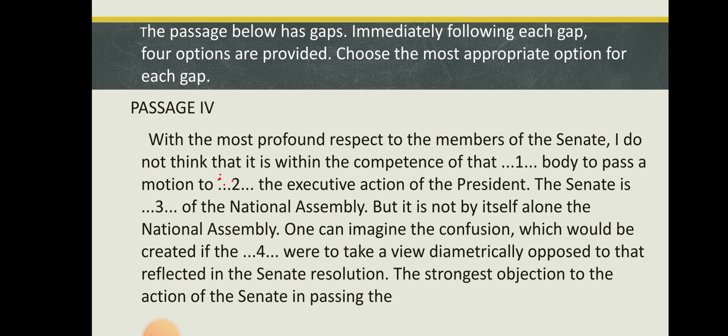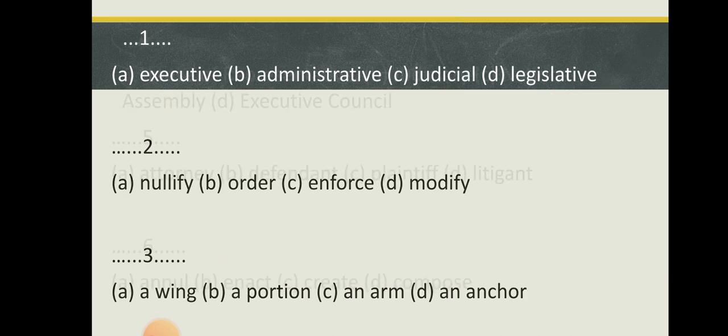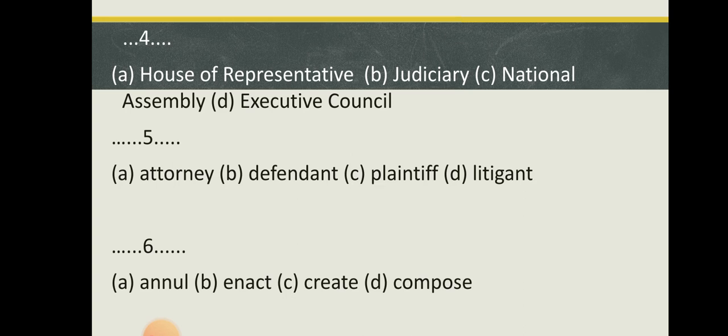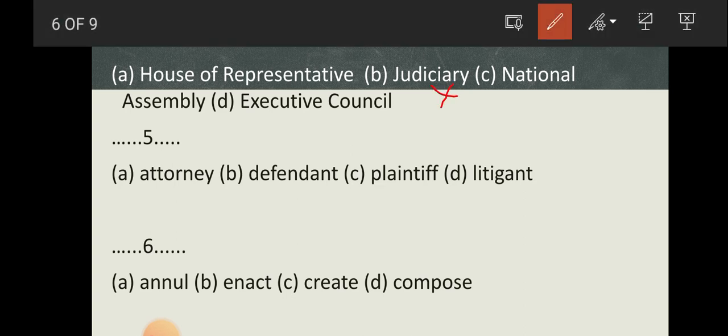So we have, one can imagine the confusion which would be created if the dash were to take a view diametrically opposed. Now, which is number 4? A, the House of Representatives, more likely. B, the judiciary, more like not, that's totally out of it, because we're not talking about all of us. Government candidates, you will relate very well. We're not talking about judiciary. National Assembly, no. Executive Council, no. So we have A, the House of Rep.